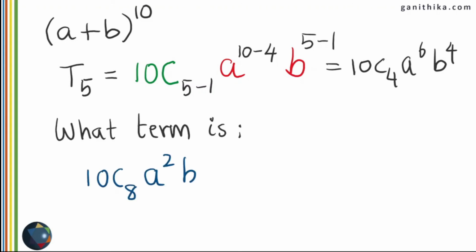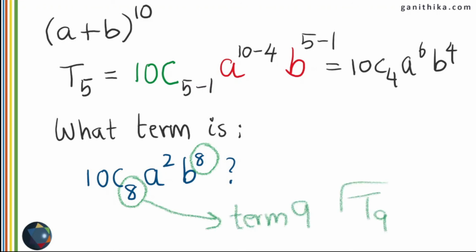Now what term is 10C8, a^2, b^8? Which term will this be? For that you need to look at these two numbers, which is going to be 8, which means it is 1 less than the number of the term. Therefore this is term number 9, which is also written as T9. So T9 in this case is 10C8, a^2, b^8 in the expansion of (a + b)^10.